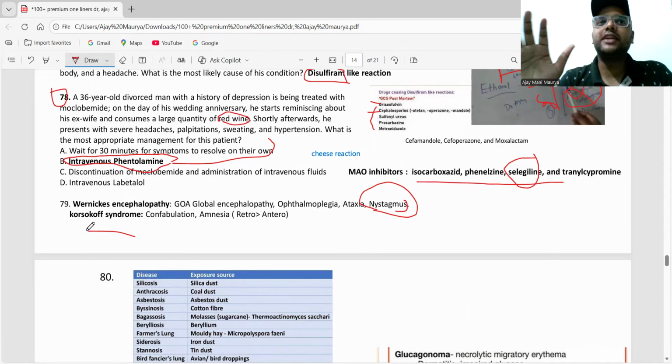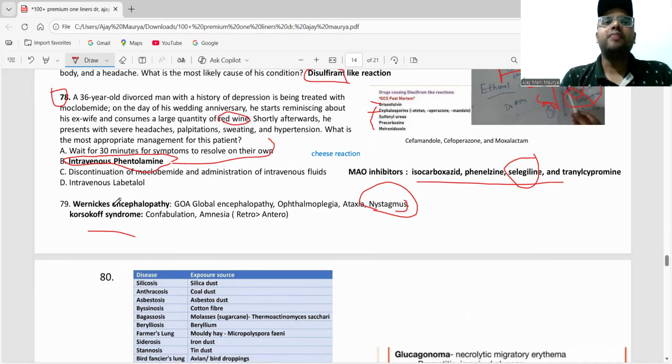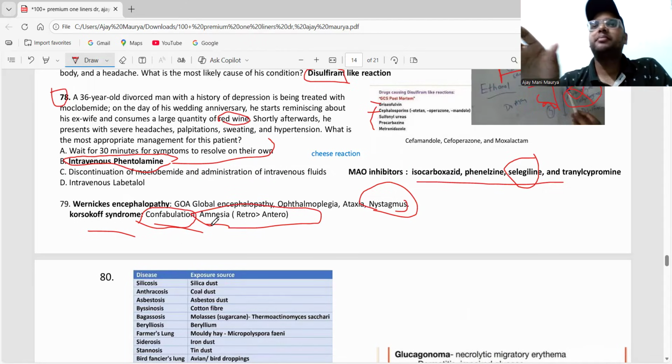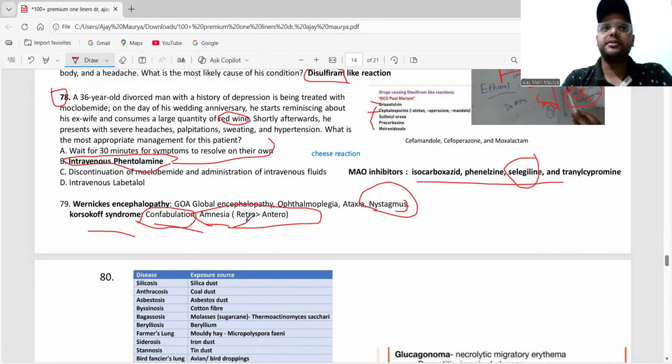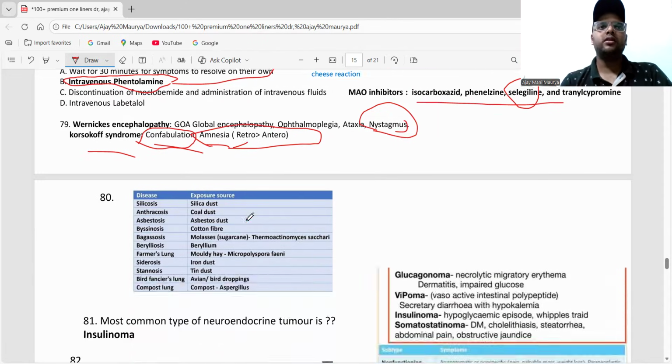In Korsakoff, what happens? There is confabulation. Confabulation, what is it? They will tell some false story to cover any gaps. A false story. Amnesia, what type of amnesia? Both are present. Retrograde and anterograde are present, but most commonly it is the retrograde type. Retrograde amnesia. Done.